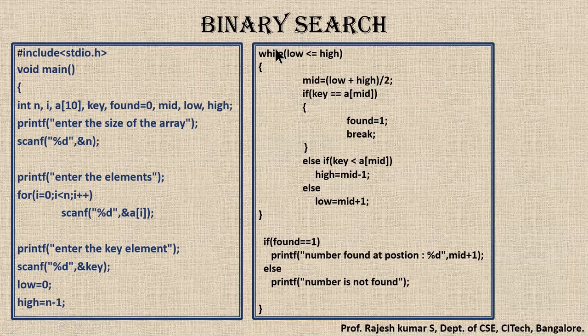Then we are checking for the condition. This was already explained, how the binary search works. If the found value is 1, I'll print the position by printing mid plus 1. If the found value is not changed, then I'll say the element is not found. This is about binary search. Thank you.